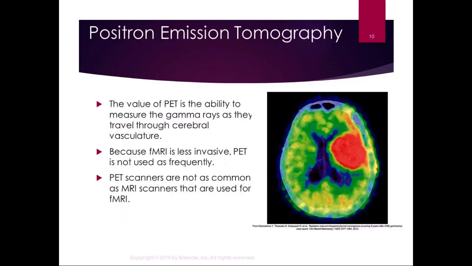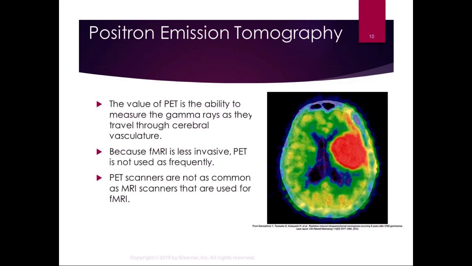Positron emission tomography, PET is its acronym. You can measure gamma rays as they travel through cerebral vasculature. So fMRI is considered less invasive. PET is not used as frequently, but they're also, the PET scanners aren't as common as MRI scanners.